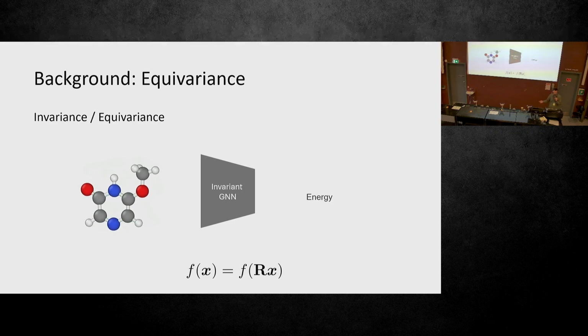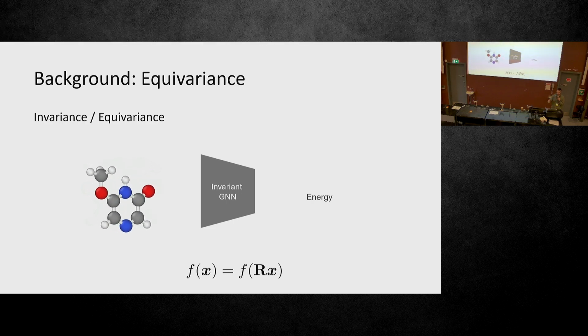This is a very intuitive concept. Sometimes it can be introduced in more complex wording, but it's actually quite intuitive. So for example, we know that the energy of a molecule doesn't change based on its position or its orientation. So if we, for example, use a neural network to predict the energy of this molecule, we will expect it to give the same value for any orientation or translation of the molecule.